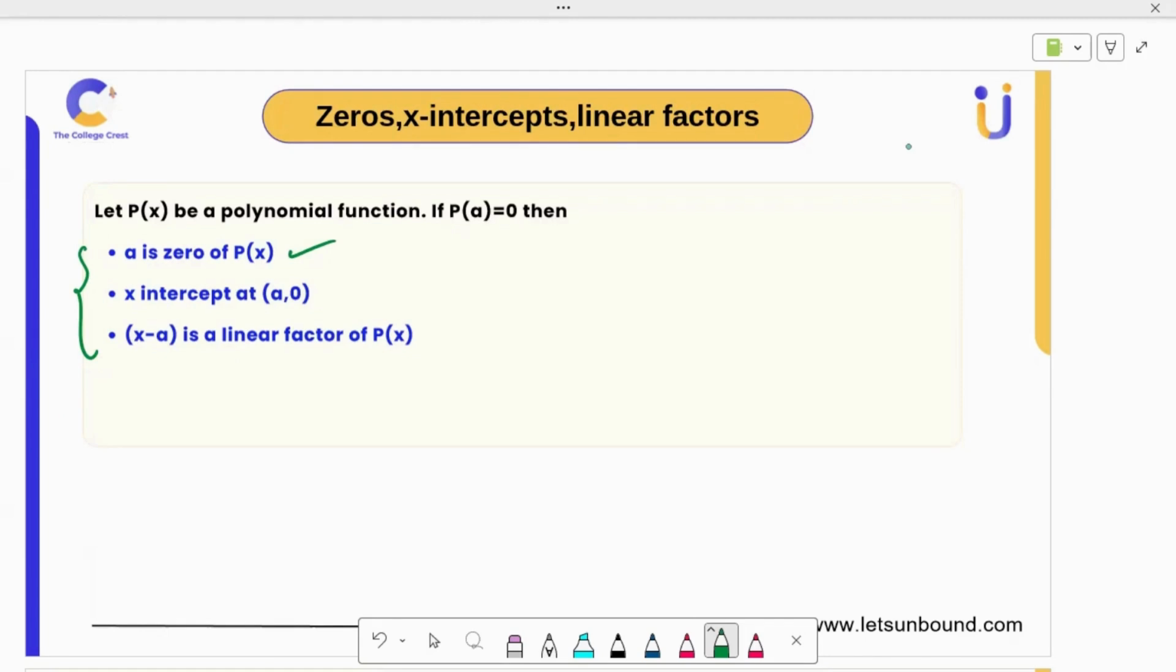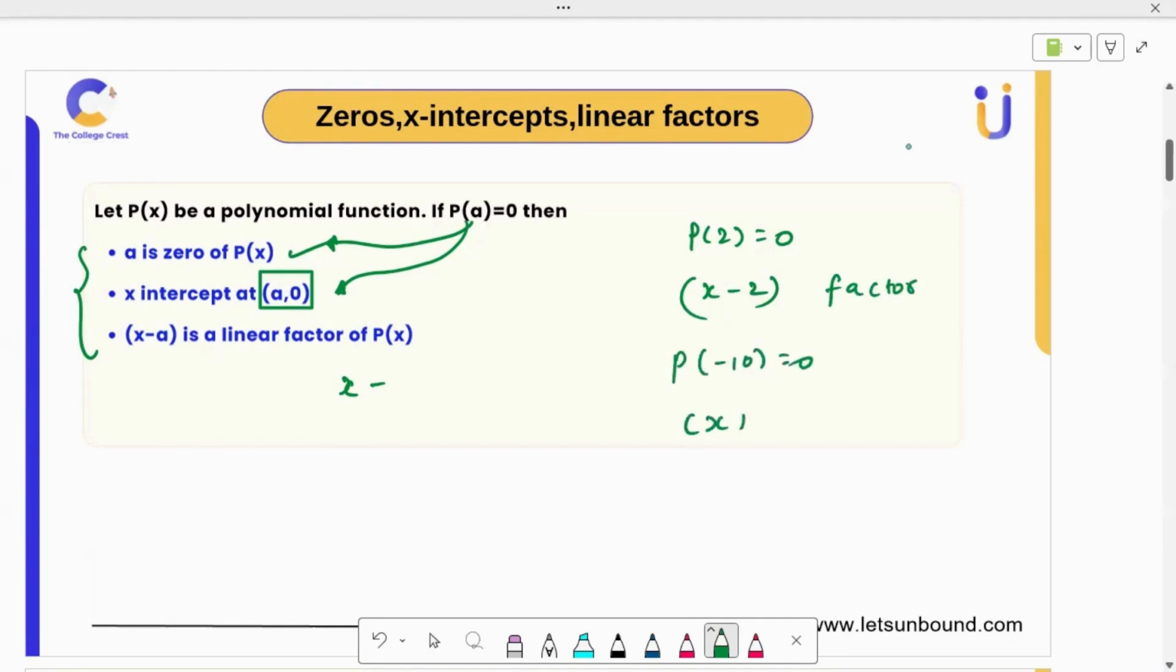And the graph will have an x-intercept. This particular polynomial function's graph will have an x-intercept at (a, 0). So this a plays an important role. Like zero, it is also an x-intercept. Also, you can write a linear factor using this a: x minus whichever number you use. So if P of 2 is 0, x minus 2 is a factor. And if P of minus 10 is a zero, x plus 10 is a factor, because you have to write a factor as x minus a. My a is negative, so it goes like this. So this is all about zeros, x-intercepts, and linear factors, right?